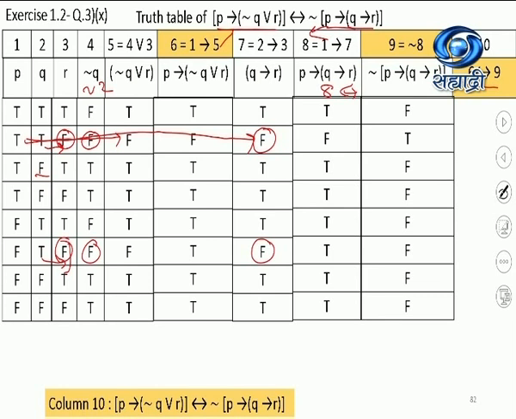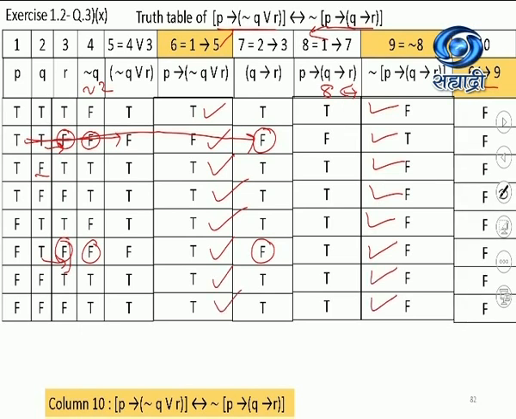6 if and only if 9. Now if and only if means what? Both should be T or both should be F. Is there any combination with both T? Do you see? No. It's TF, it's TF. Nowhere do we have both column entries both T or both F. So what you are getting is only F. Not getting T, because only when entries in columns 6 and 9 are T, T or F, F, you get T.